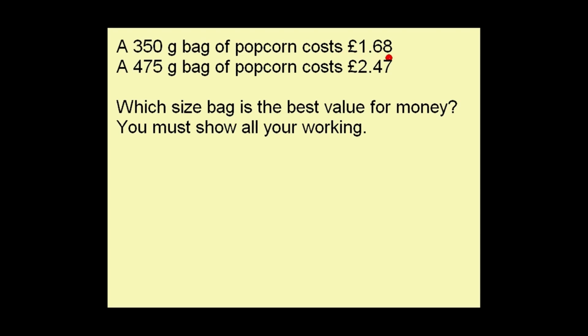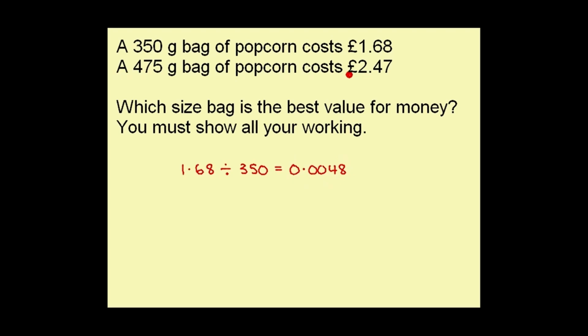So the money here is £1.68 and the quantity is 350. Dividing this with a calculator gives me 0.0048. This is the price per gram, but we don't really need to worry about that.